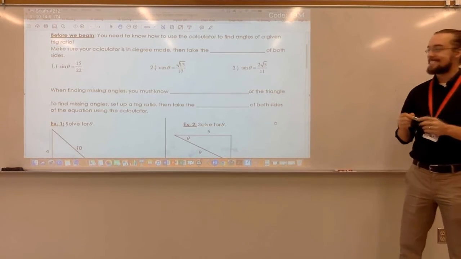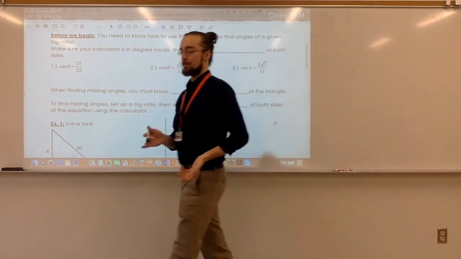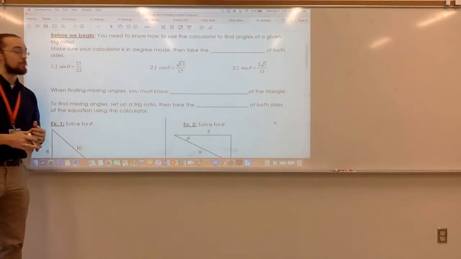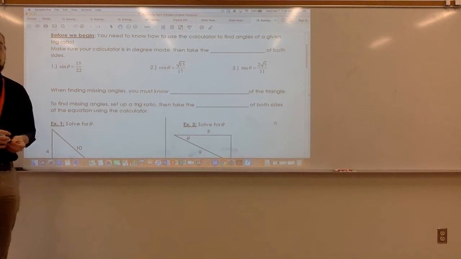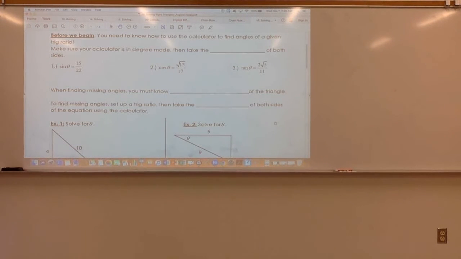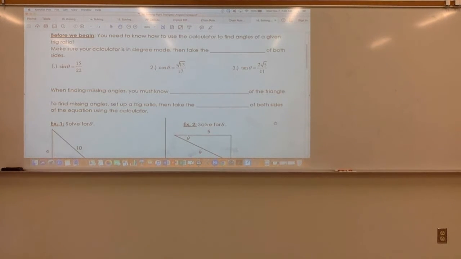Alright, today we are going to talk about how to find missing angles in right triangles using trigonometry. What we've done is find missing sides using trig. Today we're going to find missing angles. To do that, we first need to, again, know how to use the calculator, put it in the right mode. So, we're going to practice real quick inputting this information into the calculator.